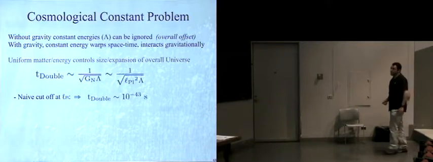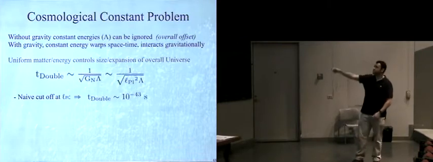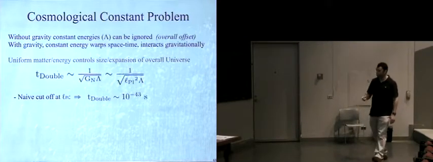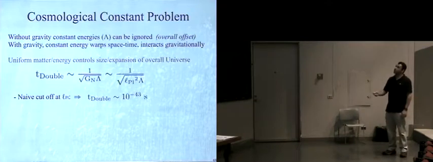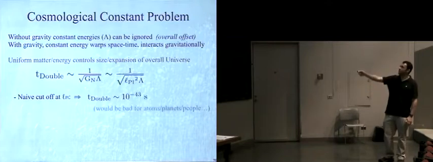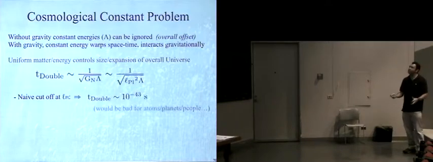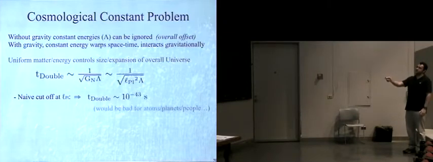Okay, so if we take this naive cutoff, where we say we understand everything up to the Planck scale, that means this number is like 1 over the Planck scale to the 4th. If you put that number in there, this gives a doubling time of the universe of 10 to the minus 43 seconds. And this is bad, right? This would be bad for atoms, planets, people. The universe would be exploding essentially faster than things could form, so there would be nothing. Obviously this is saying that this is not the right cutoff to use.